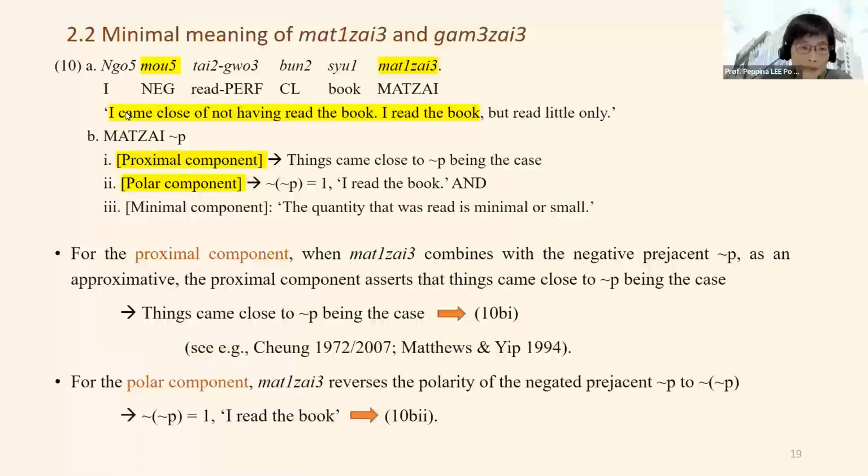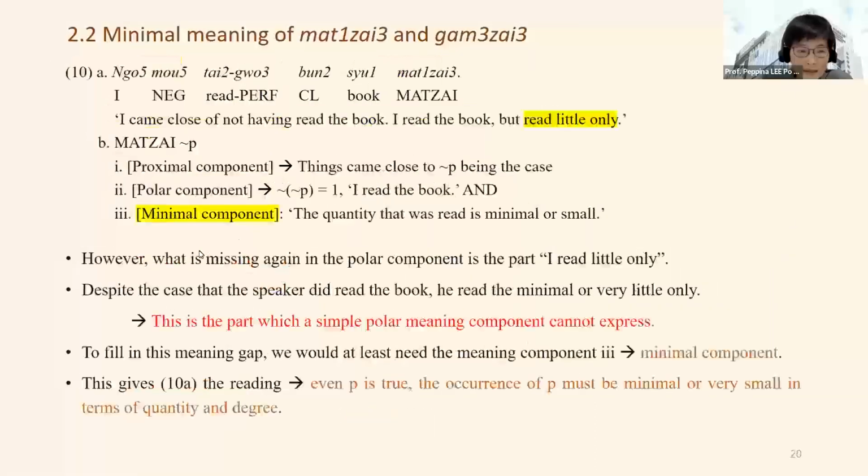So that's why I came close to not having read the book, which is the first part of the sentence. And the polar component switches the polarity from negative to affirmative, negative negative P. So it becomes I read the book, which is the result of the polar component. However, what is missing is the final part.